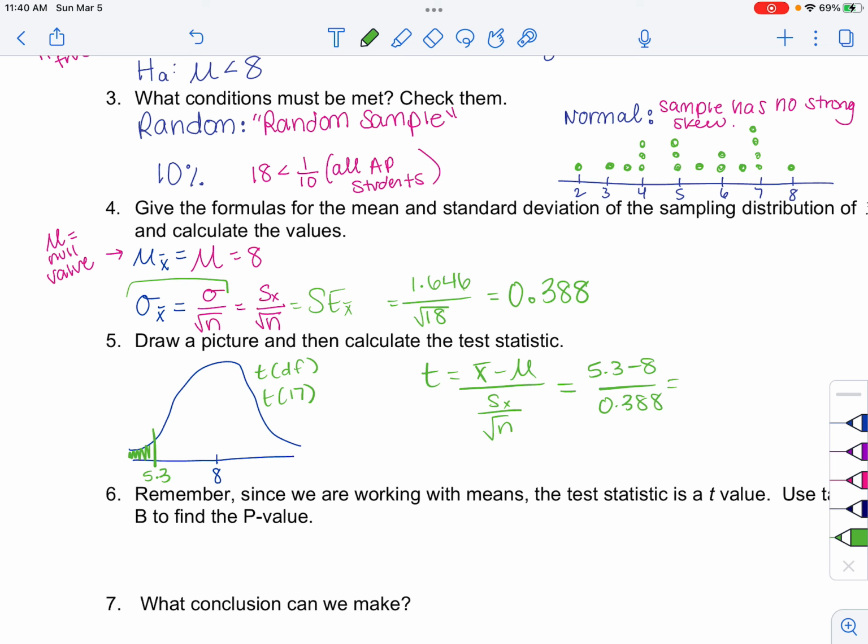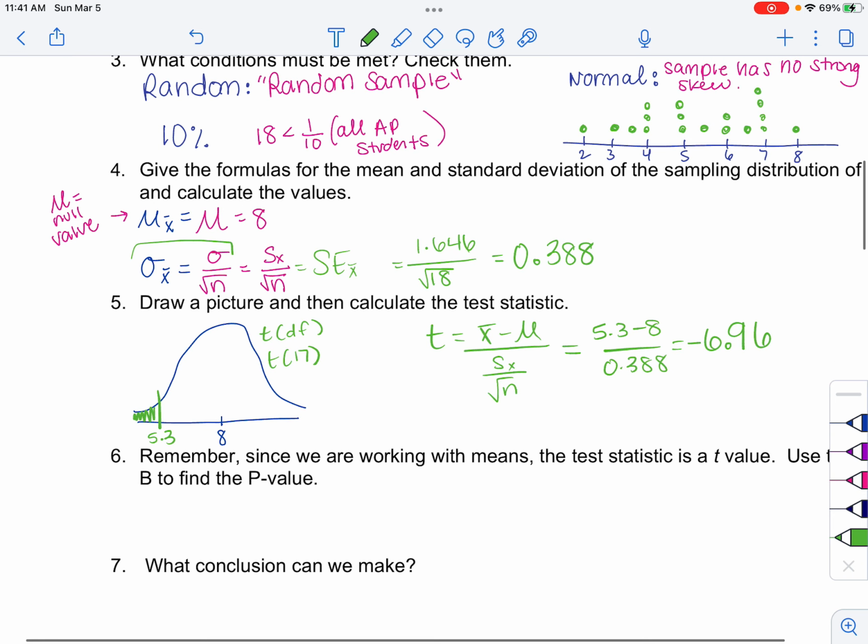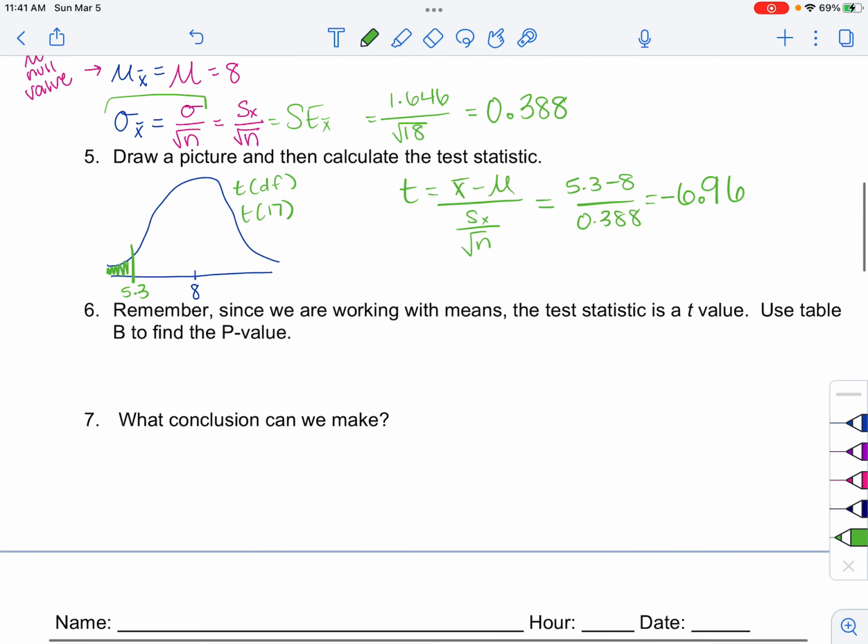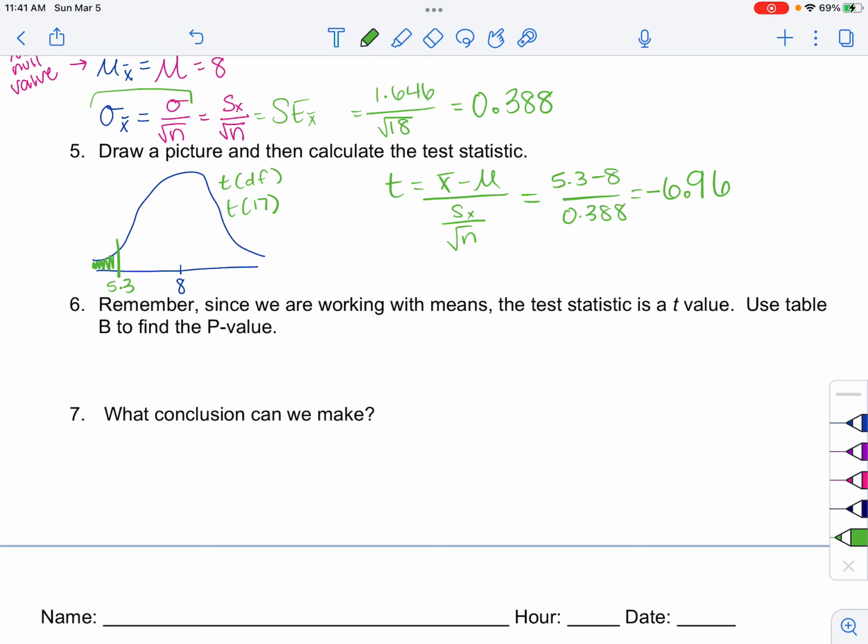And I get, whoa, negative 6.96. All right. So moving on. This is our t value.